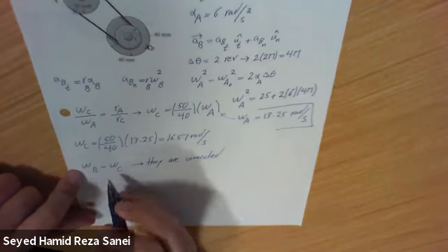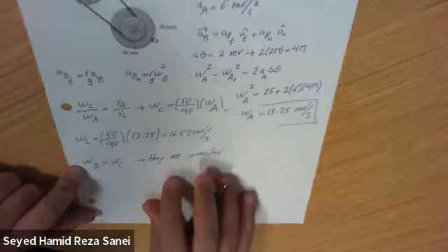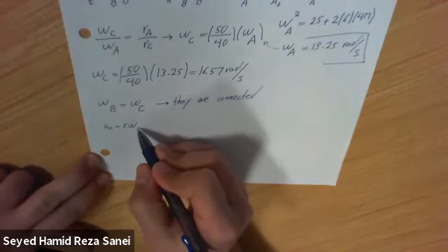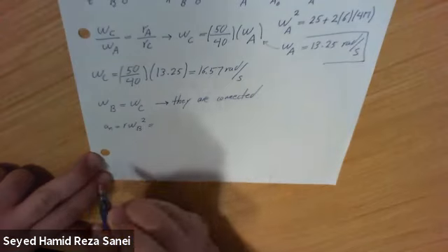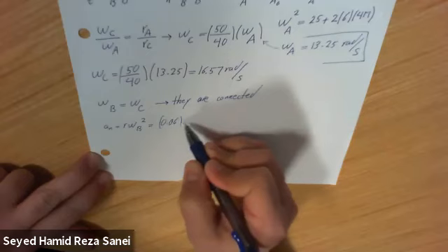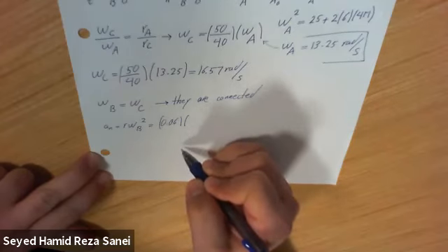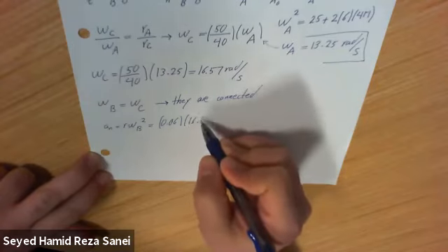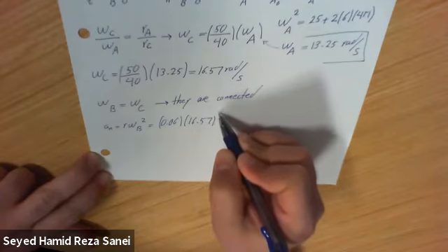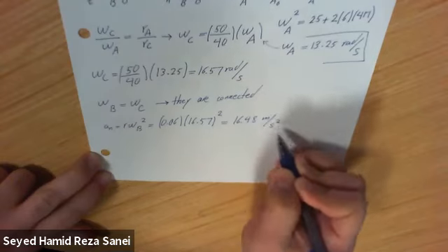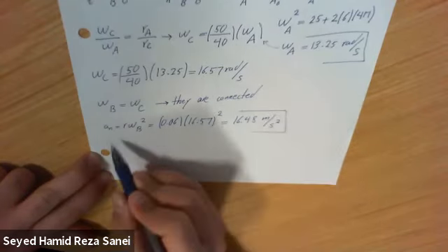So we can write the normal component of acceleration now, r omega B squared. So r here is 0.06, and omega B is the same as omega C, so that's 16.57 squared, which gives 16.48 meter per second squared. So I found the normal component of acceleration.